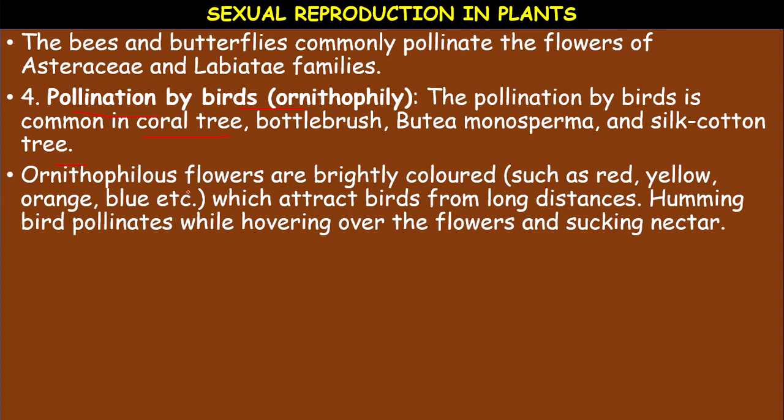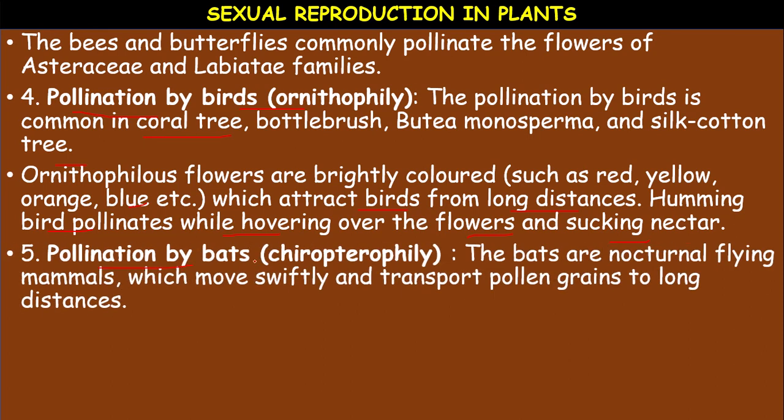Ornithophilous flowers are very brightly colored, such as red, yellow, orange, blue, which attract the birds from long distances. Hummingbird pollinates while hovering over the flower and sucking the nectar. The pollination by bats is called chiropterophily. The bats are nocturnal flying mammals which move swiftly and transport the pollen grains to long distances. Chiropterophilous flowers open only at or after dusk, with the anthers dehiscing almost at the same time. The flowers are very large, dull colored and have strong scent. They produce abundant pollen grains.